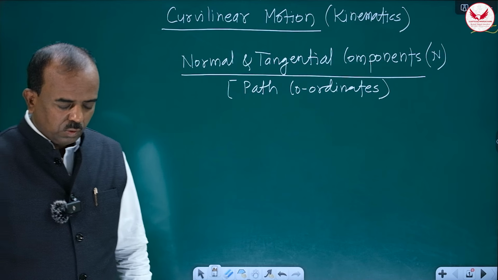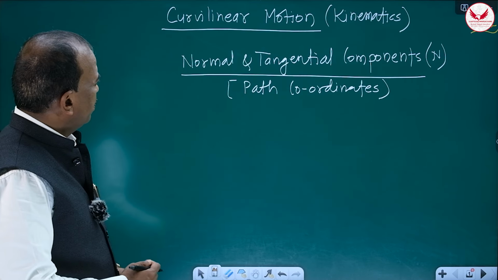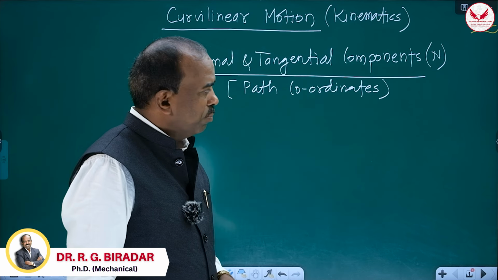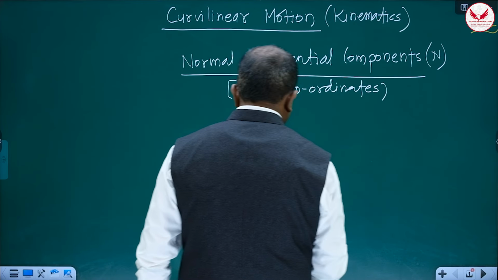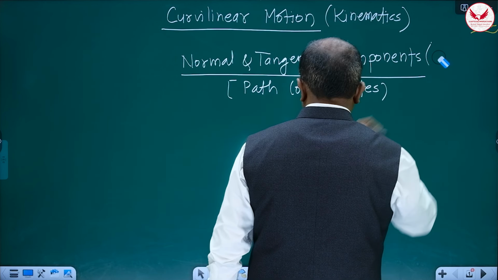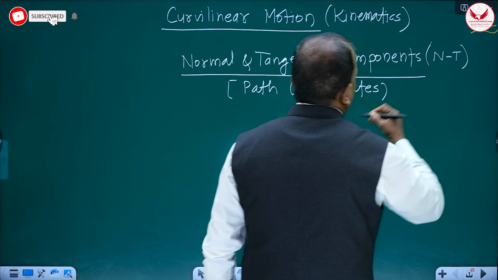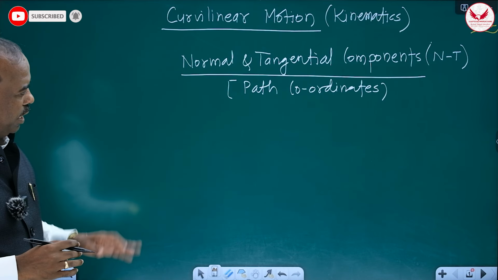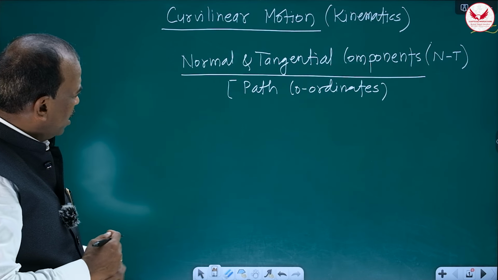Hello friends, today we'll see one of the most important parts of kinematics, especially curvilinear motion, and that part is normal and tangential components, or in short, NT components, not N only, NT components. It is also treated as path coordinates. A very important part of curvilinear motion. And in this, what do you have to remember?